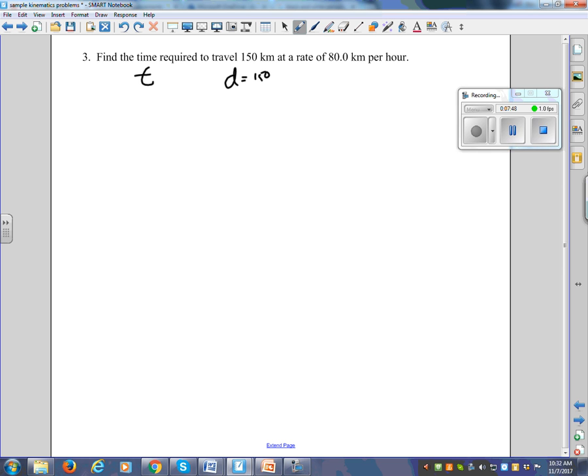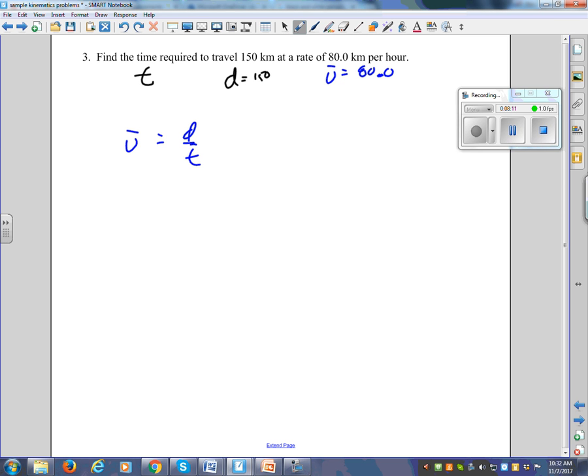At a rate of 80 kilometers per hour. Sometimes you have to figure it out from the units. 80 kilometers per hour, that's going to be the velocity, isn't it? So, unfortunately, there is some more reading involved here. We're looking for the time required. So the formula, V bar equals D over T. Remember some of the things we talked about yesterday?